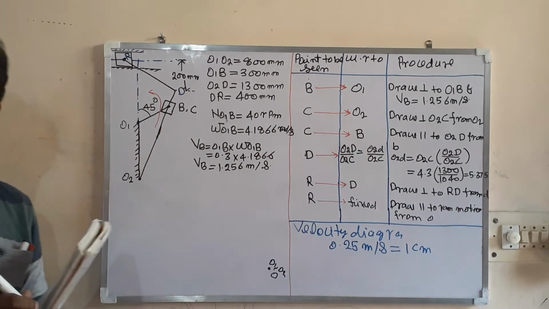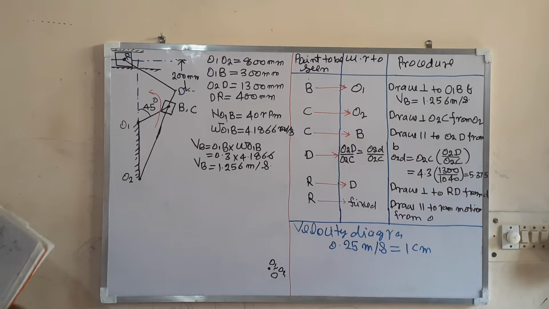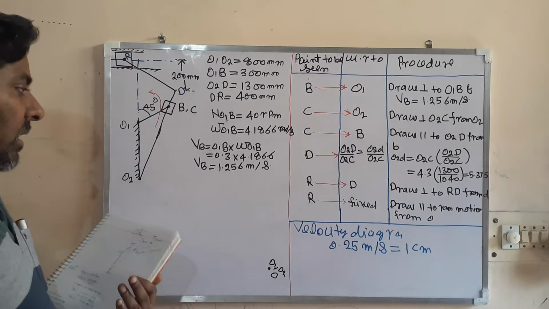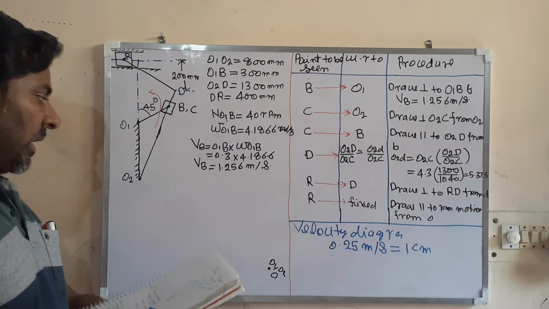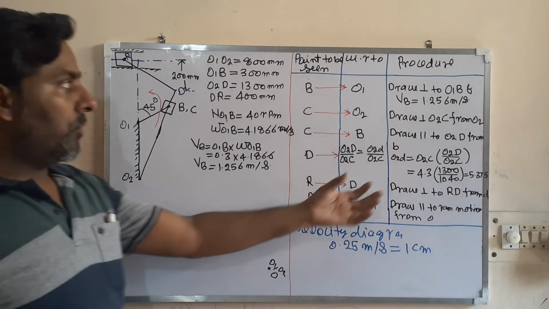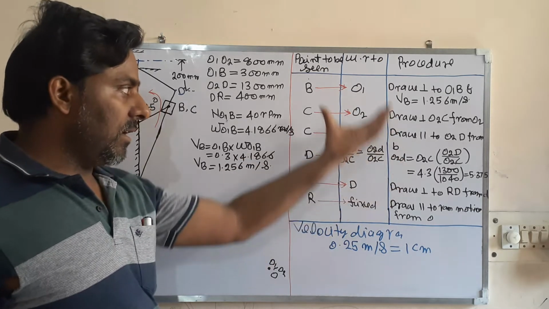This scale I am going to take. So 0.25 meter per second is equal to 1 centimeter velocity diagram scale. Okay, and I have taken the reference point. Now what you have to do, you follow this procedure I have written here.